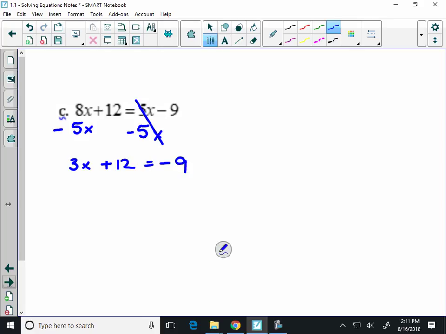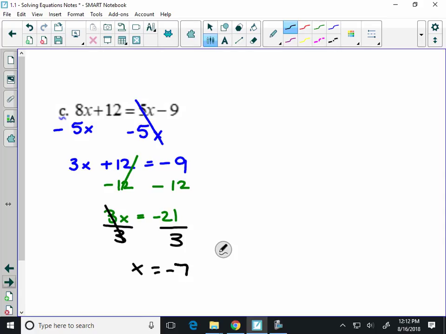Now we're back to what we did in that first problem, because this is your basic two-step equation. And again, to get X by itself, move that 12 over first, do the opposite, subtract it. Negative 9 minus 12. What do we get? Good. And then again, we have to get that X by itself, divide by 3. And when we do so, negative 21 divided by 3 is negative 7.